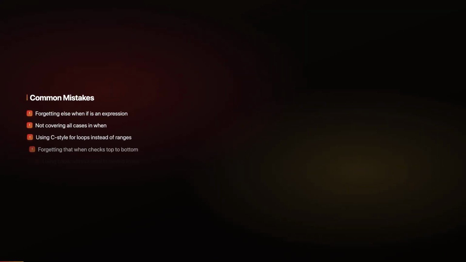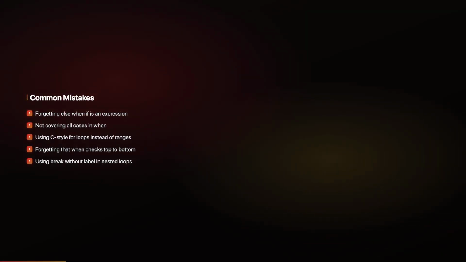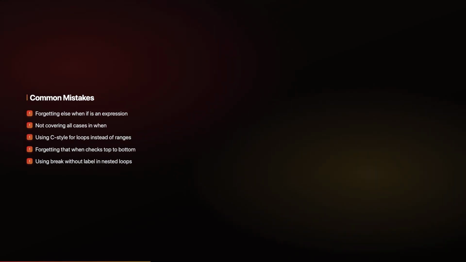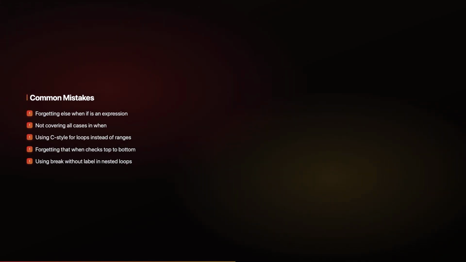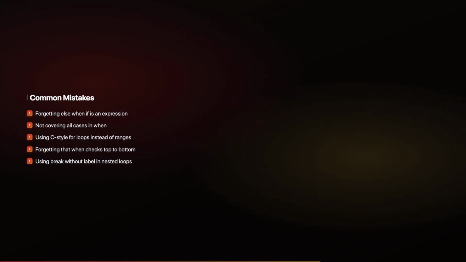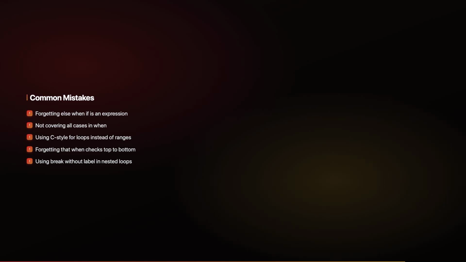Here are common mistakes with control flow. Forgetting else when using if as an expression, the compiler needs all cases covered. Using when without covering all cases, add an else branch. Using a traditional C style for loop instead of ranges. Kotlin ranges are cleaner. And forgetting that when checks branches from top to bottom.